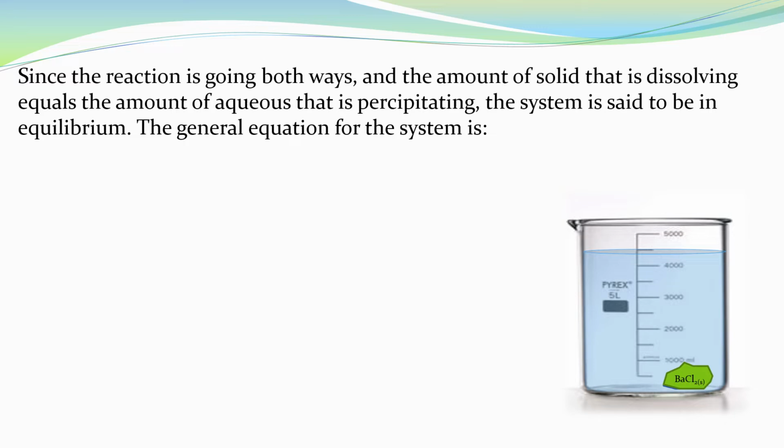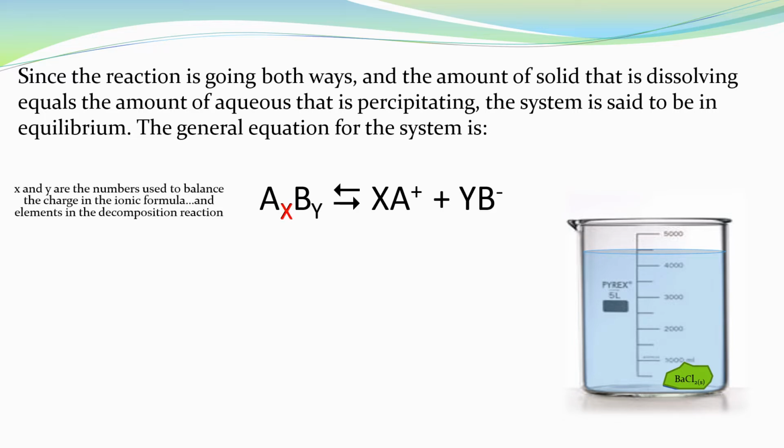Since the reaction is going both ways, and the amount of solid that is dissolving equals the amount of aqueous that is precipitating, the system is said to be in equilibrium. The general equation for the system is AxBy in equilibrium with X amount of cations plus Y amount of anions. X and Y are the numbers used to balance the charge in the ionic formula and elements in the decomposition reaction.